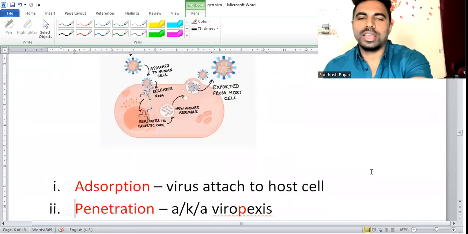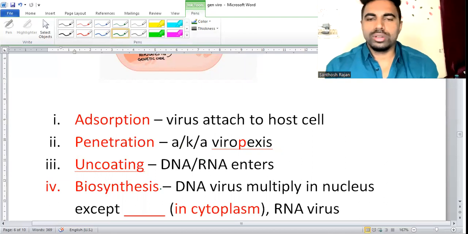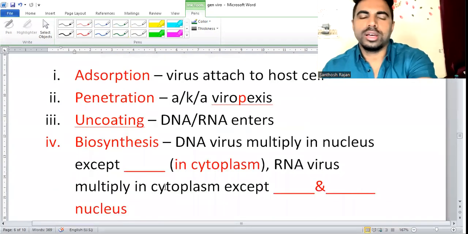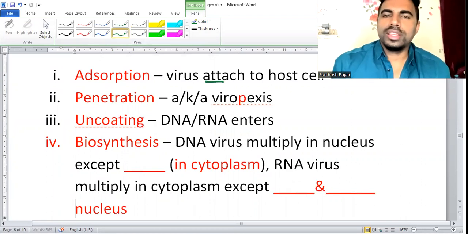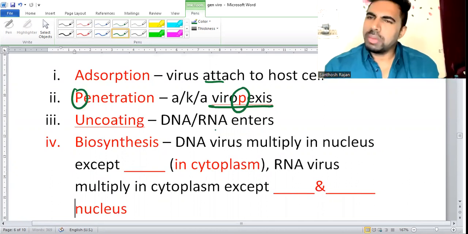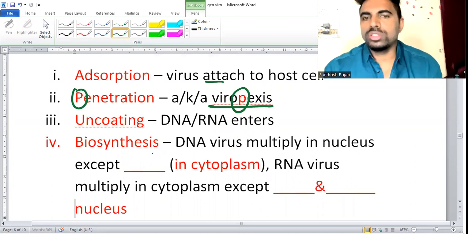Same thing, same picture. Adsorption, penetration, biosynthesis, assembly and release. Now remember, adsorption is nothing much, just attachment. Another name for penetration is viropexis, P for pexis. Penetration, pexis. Maybe they can ask. Uncoating, then it enters. And what happened? Biosynthesis is important.